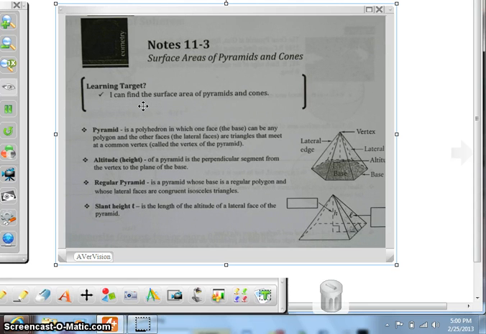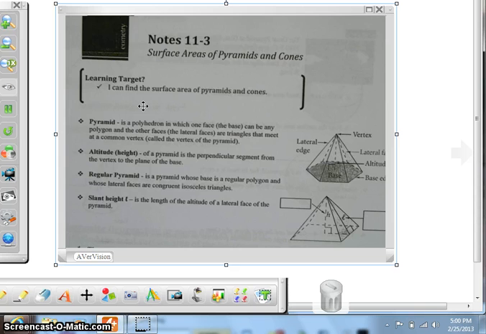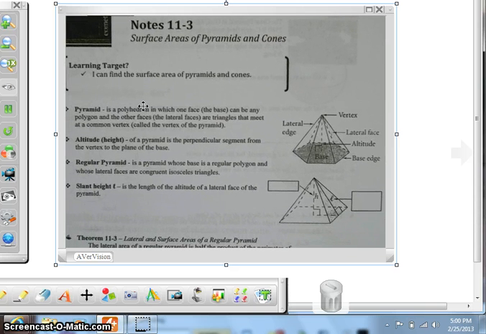Let's start with some definitions for a pyramid. As you can see, I've got a pyramid here. A pyramid is a polyhedron in which one face, the base, can be any polygon, and the other faces, the lateral faces, are triangles that meet at a common vertex called the vertex of the pyramid. What in the world does all that mean?